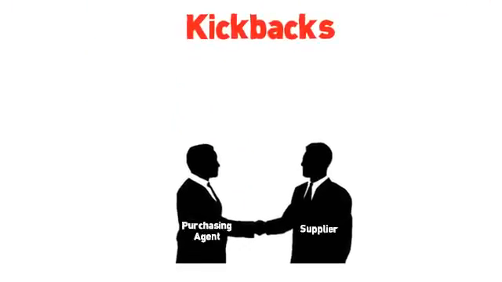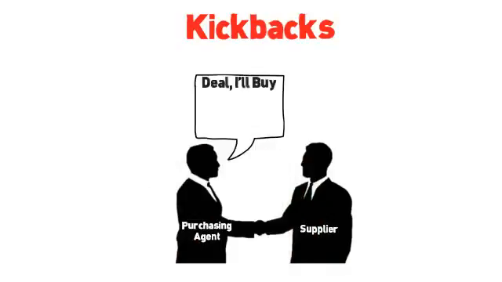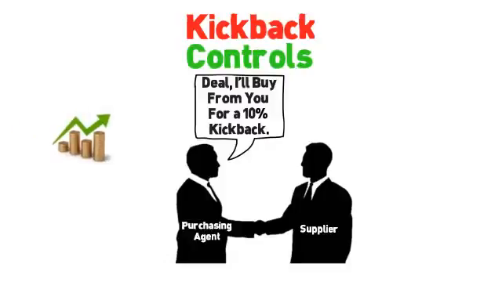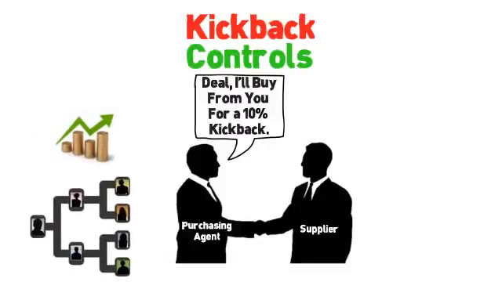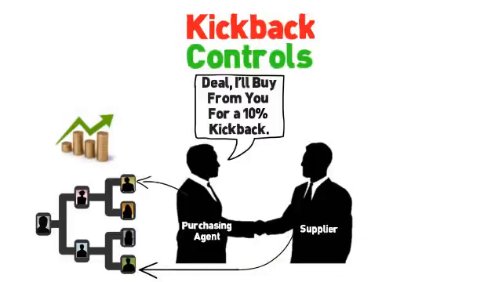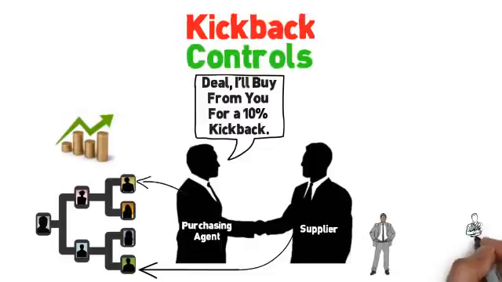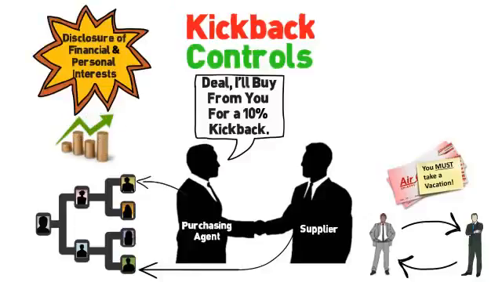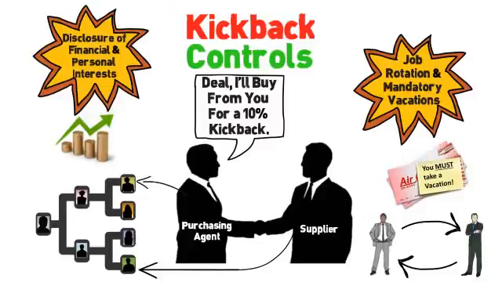And finally, we'll talk about kickbacks. Let's say your purchasing agent makes a deal to buy from a bad supplier so he can get a kickback or bribe. You can address this threat by having your purchasing agent disclose any financial or personal interests in suppliers, such as holding stock in a supplier's company or being related to the supplier. You can also require job rotations or mandatory vacations to uncover any shady deals that might be happening. So you can have purchasing agents disclose any financial or personal interest in suppliers, and you can require job rotations and mandatory vacations.